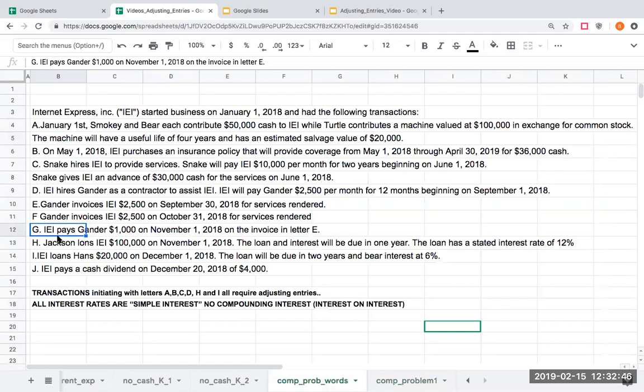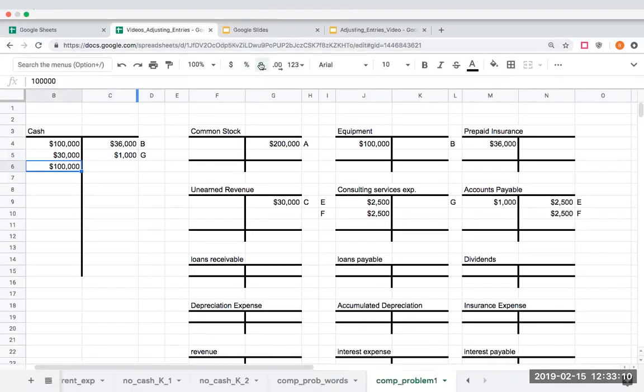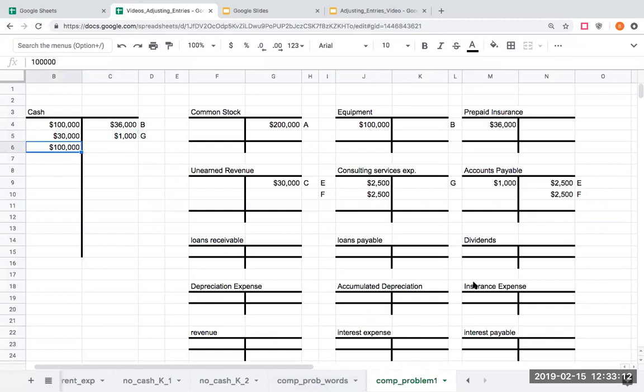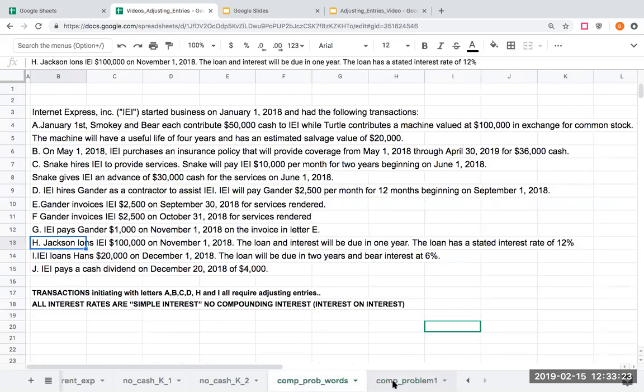Here we've got IEI pays Gander $1,000 on the invoice in letter E. Letter H, Jackson loans us $100,000 on November 1st. The loan and interest will be due in 1 year. The loan has a stated rate of 12%. So right here, I'm receiving $100,000 from Jackson. And for every debit, I need a credit, and that credit will be to loans payable. I believe that was letter H.